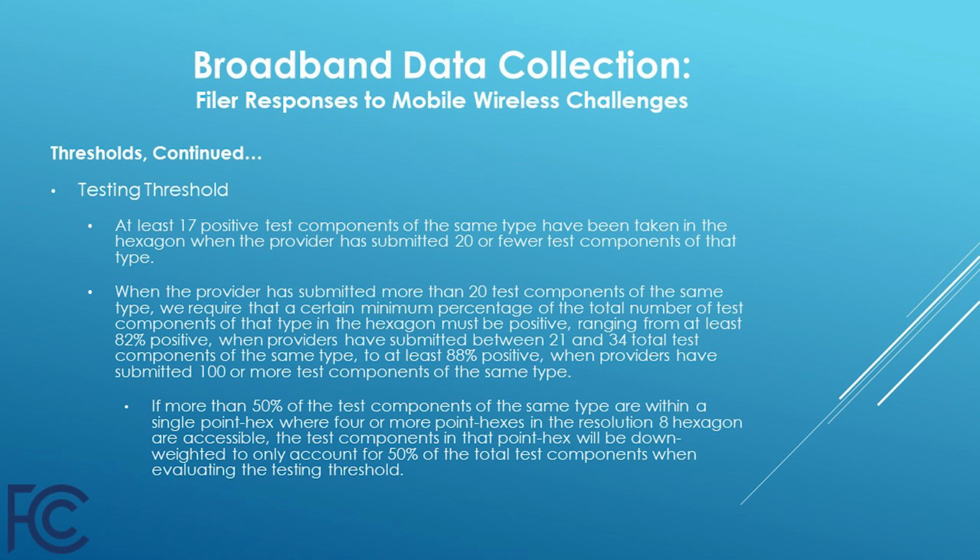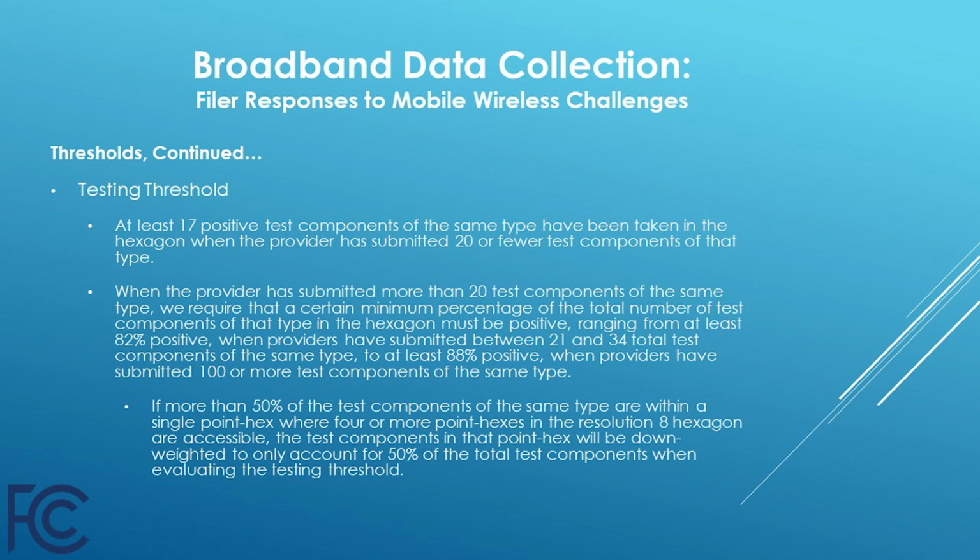When the provider has submitted more than 20 test components of the same type, we require that a certain minimum percentage of the total number of test components of that type in the hexagon must be positive, ranging from at least 82% positive when providers have submitted between 21 and 34 total test components of the same type, to at least 88% positive when providers have submitted 100 or more test components of the same type.